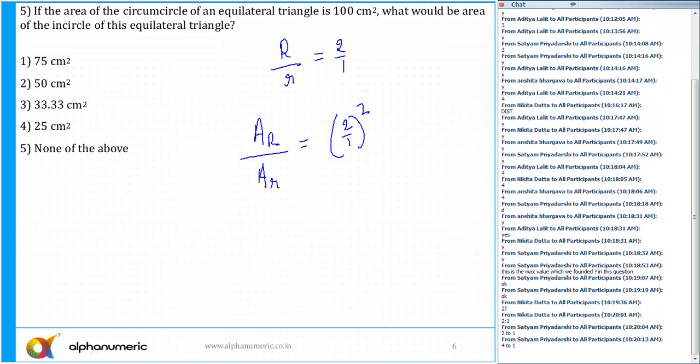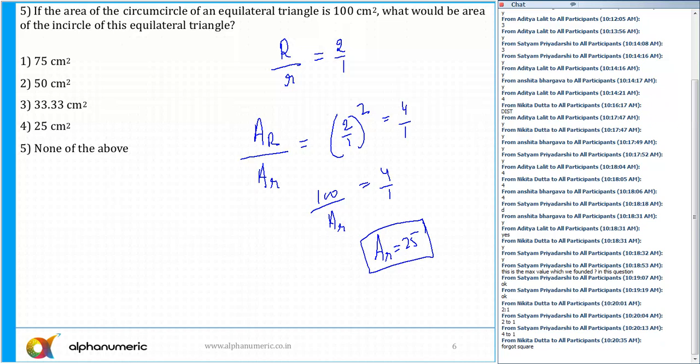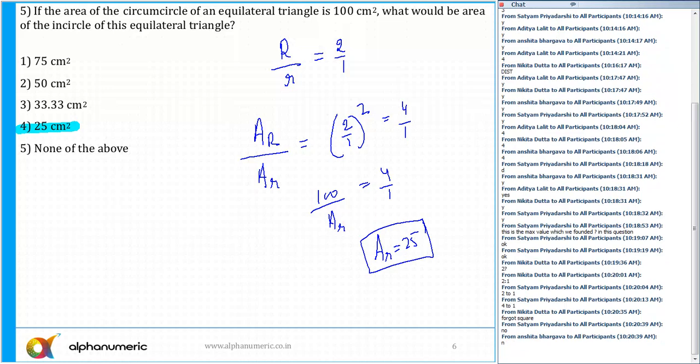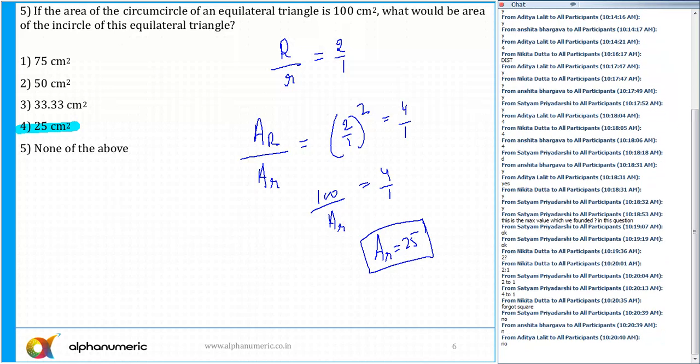Area is always proportional to the square of the corresponding side. That is 4:1. And it says area of the circumcircle of the equilateral triangle is 100. So 100 upon the area with the smaller radius r is equal to 4/1. So that is 25. So again an easy one. The correct answer is option 4. Any doubt? Yes, area is always proportional to the square of the corresponding sides. Just keep that in mind.